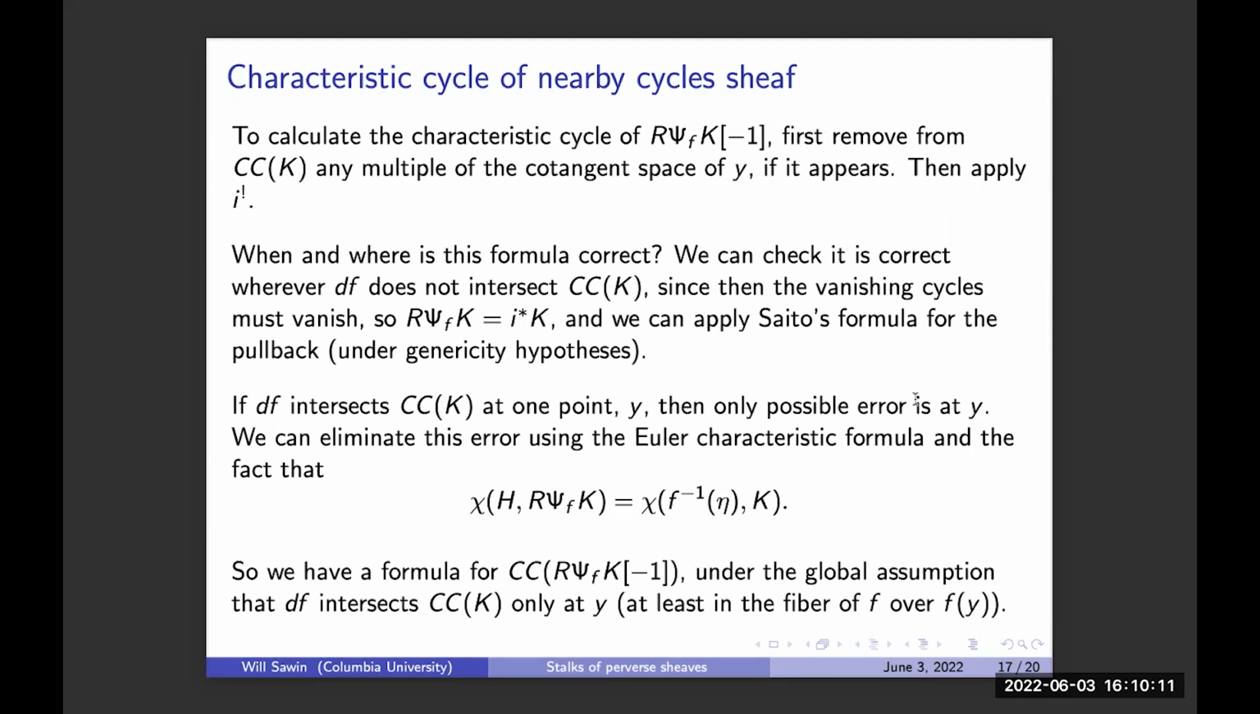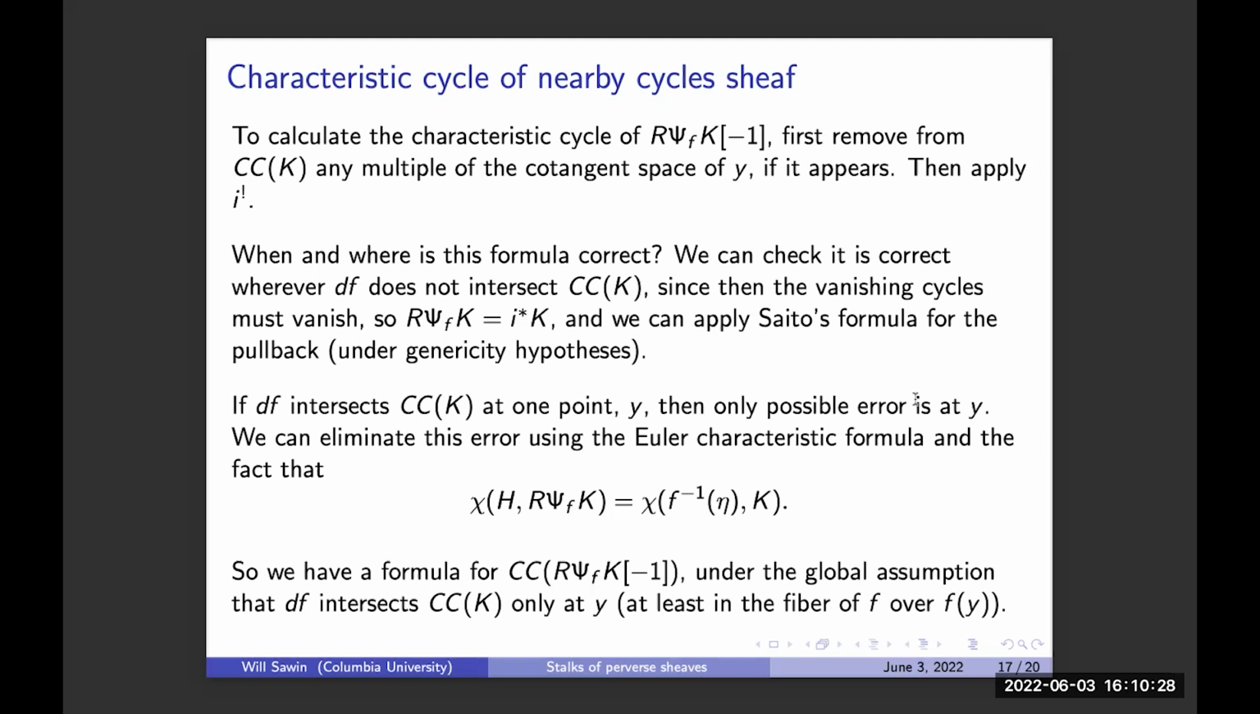This nearby cycle formula seems like the kind of formula that there should exist a local proof of, but I found the global proof and it was reasonably simple, so I didn't bother looking very hard for a local proof. Maybe one of you could find one if it's interesting.